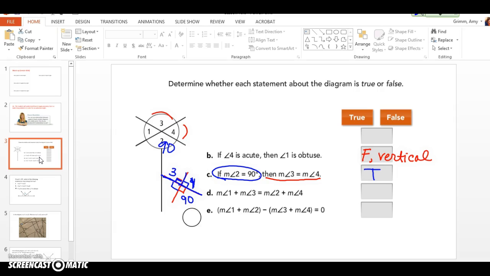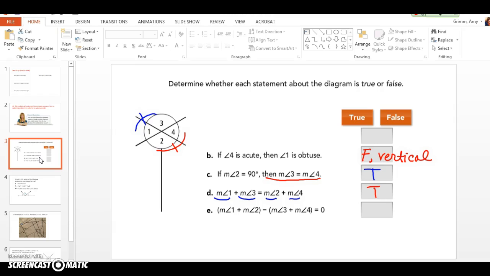All right, so let's look at the next one. It says, angle 1 plus angle 3 would equal angle 2 plus 4. So if I take 1 plus 3, is that going to equal 2 plus 4? What would angle 1 plus 3 equal? 180. And what would 2 plus 4 equal? 180. So that is true. They would equal the same amount.